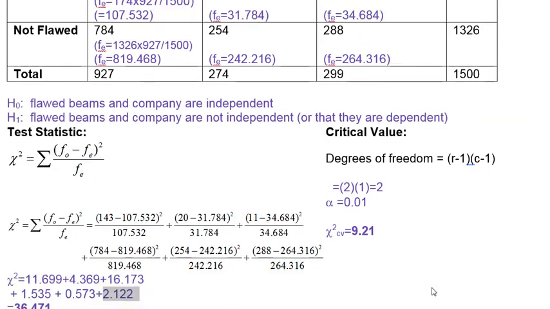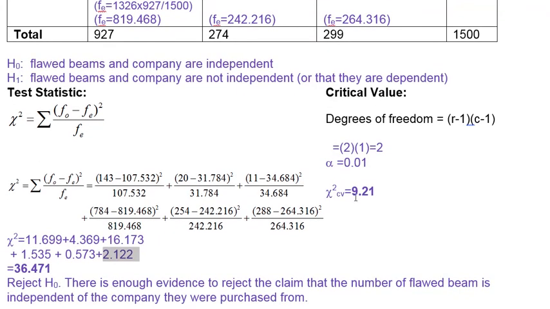And so if we compare that to our test statistic, our critical value is much smaller than our test statistic. These are right-tailed, so this is way far into the right tail. So if it's in the tail, in the critical region, we reject the null hypothesis.